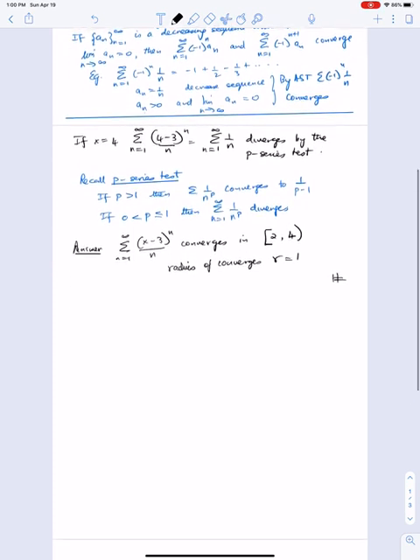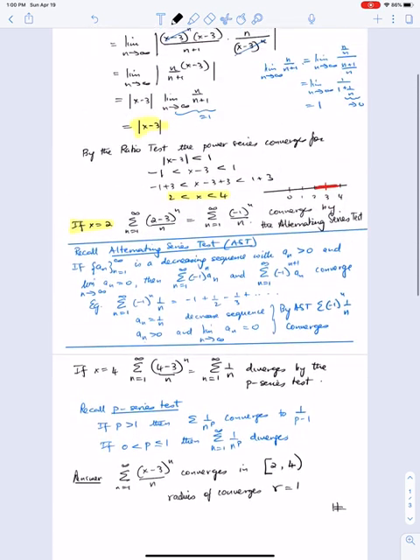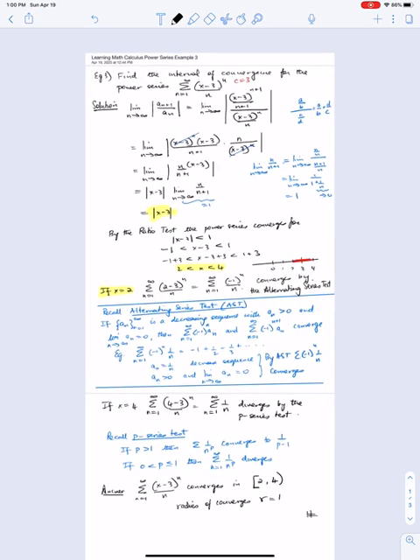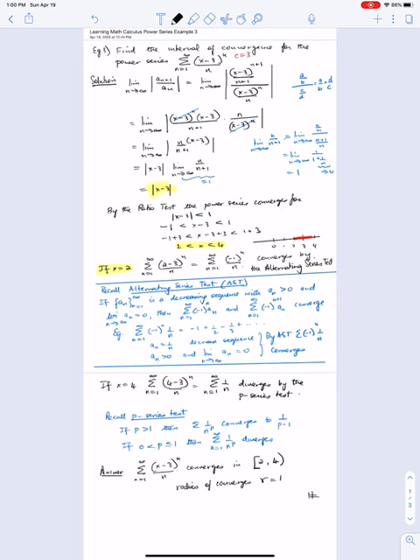I mean, maybe it wouldn't be so long if I wasn't writing the alternating series test and the p-series test, but it's definitely a full page and longer than the previous problems because you have to check the endpoints too. Okay, that's it. I'll see you at the next segment.